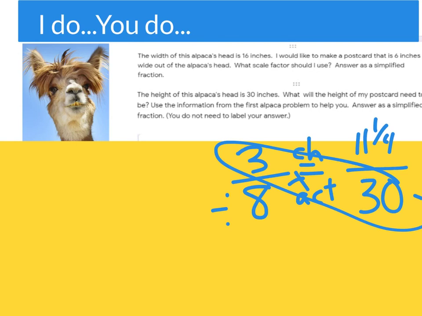It says you do not need to label it, but that would of course be, since we are in inches, inches. So my postcard would need to be 6 inches by 11 1/4 inches. That's an interestingly shaped postcard.